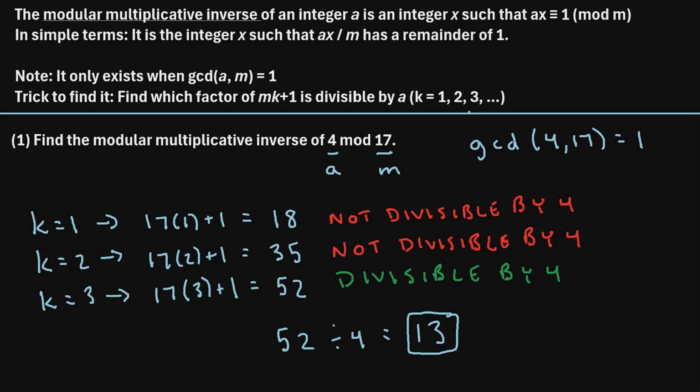So to make sure that we got the right answer, we should be able to do a times x divided by m, and our remainder should be 1. So remember, a is 4, x is 13, what we just found, and then we're dividing that by m, which is 17. So 4 times 13, that's 52. And 52 divided by 17 turns out to be 3 with a remainder of 1. So we do get this remainder of 1 that we were looking for. So that's how we know we got the correct answer for the modular multiplicative inverse.